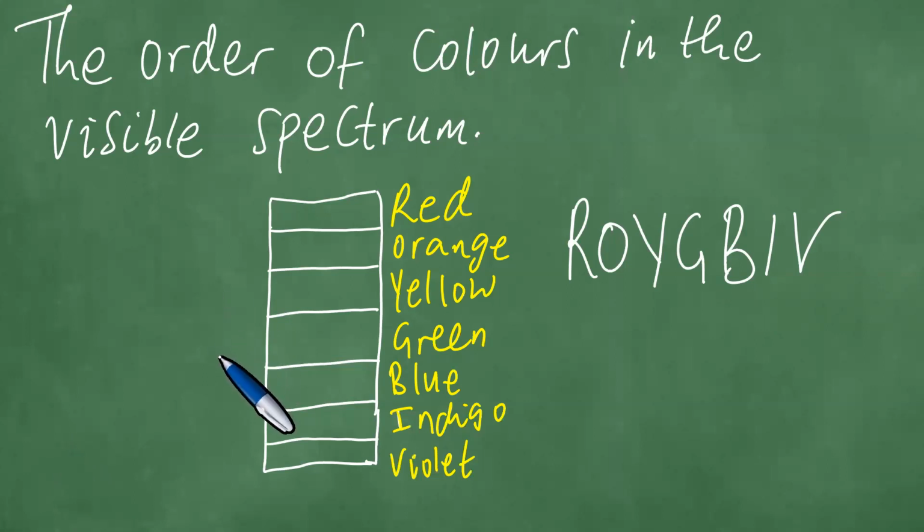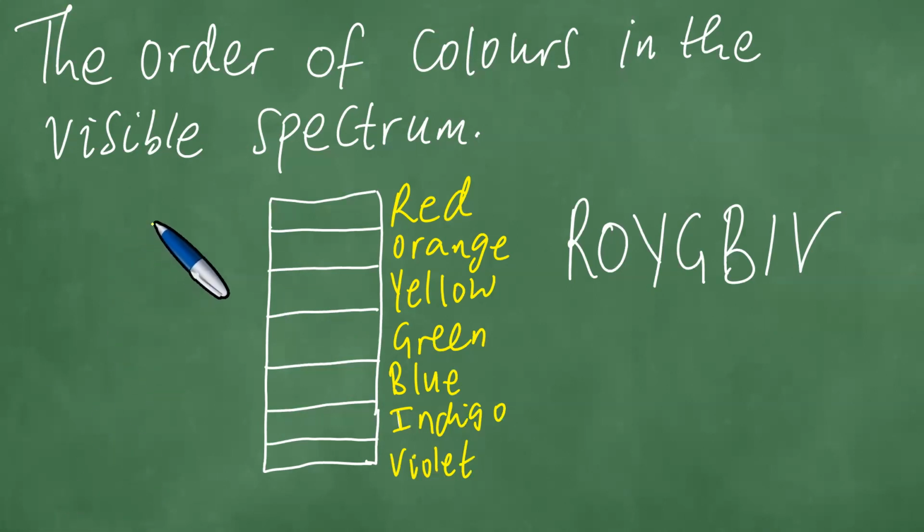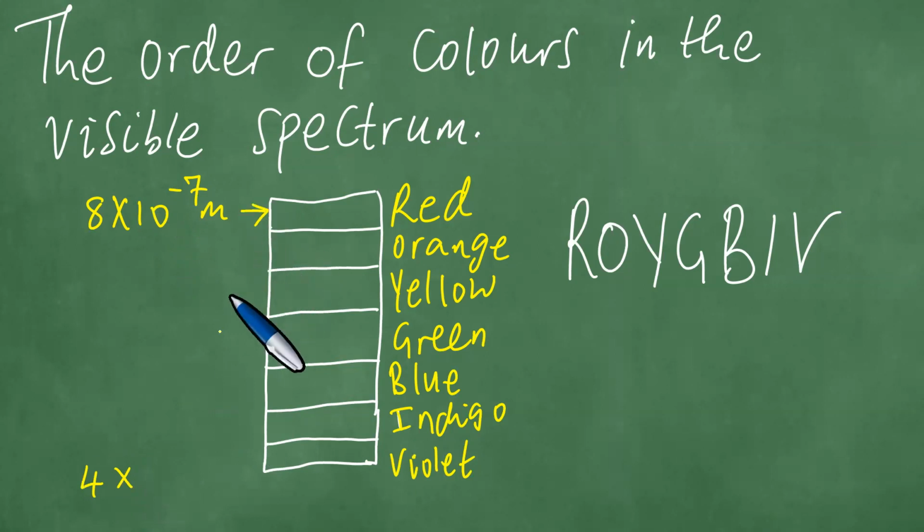Now, I want us to mention the fact that here you have the wavelength, for example, at the red part of the spectrum, 8 times 10 to the minus 7 meters. And then you have the violet part of the spectrum, which is 4 times 10 to the power minus 7.